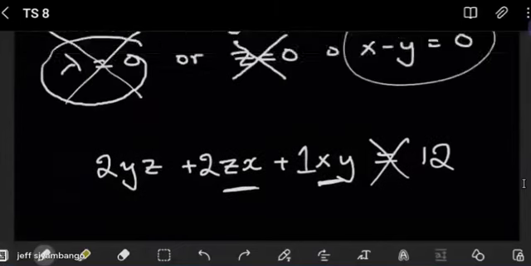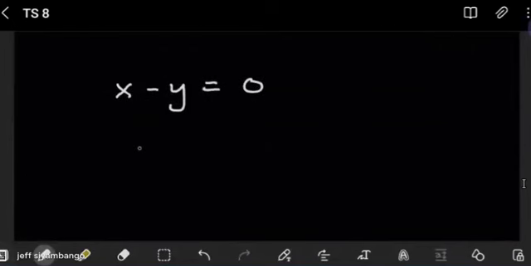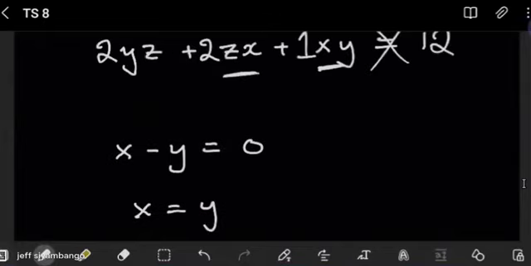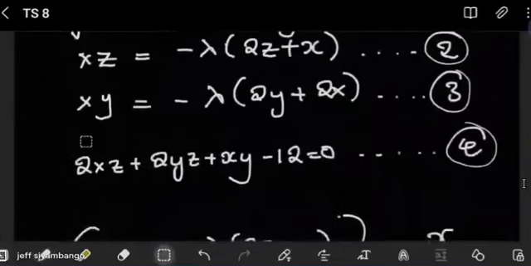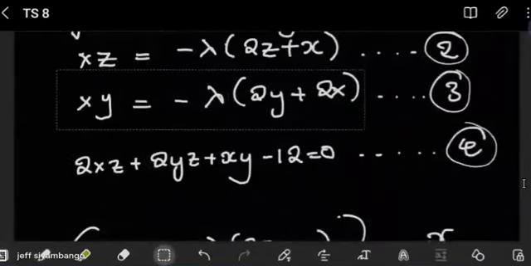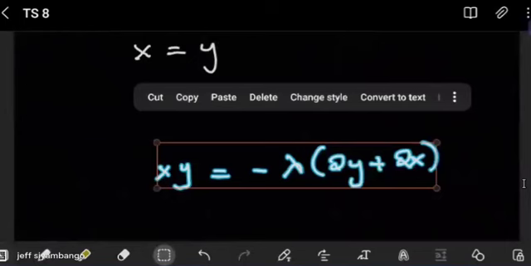Let's try. From the third one, we have x minus y equal to 0. But will it work? This means that x is actually equal to y. Now let's substitute this into equation 3. Remember, we started with equations 1 and 2 to come up with this. So let's plug it into equation 3. Equation 3 is this one. When we plug in that x is equal to y into equation 3, what do we end up with?